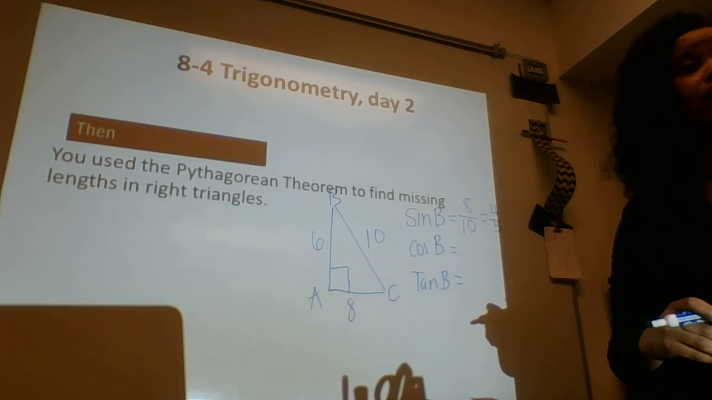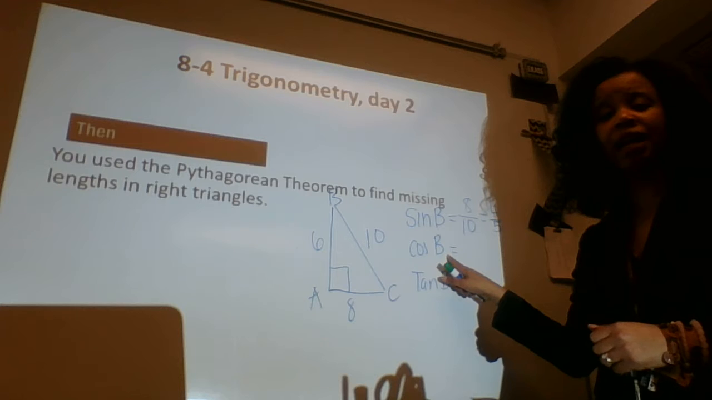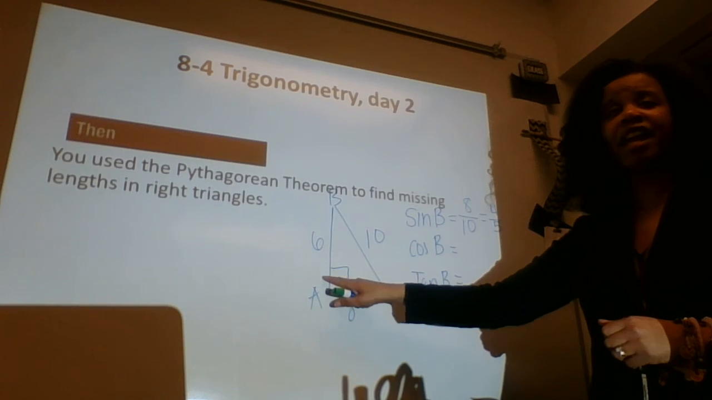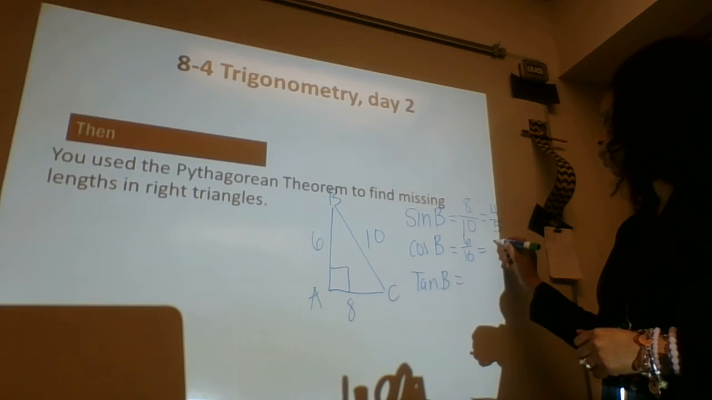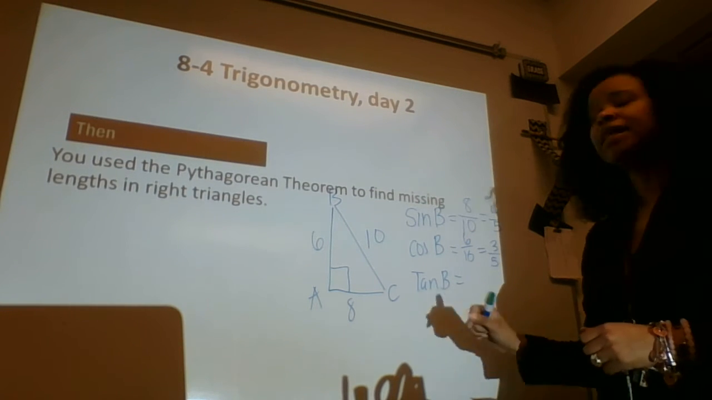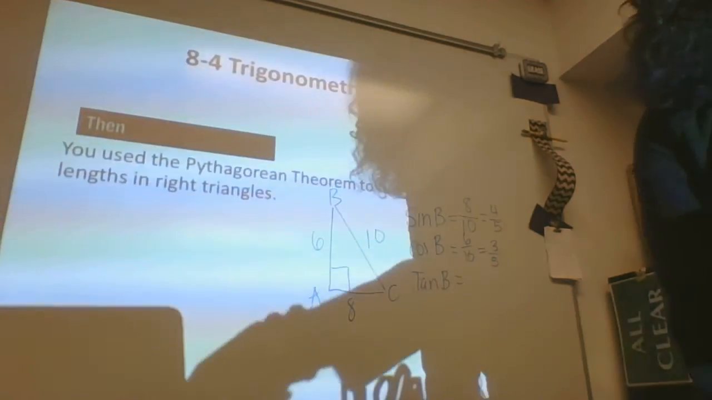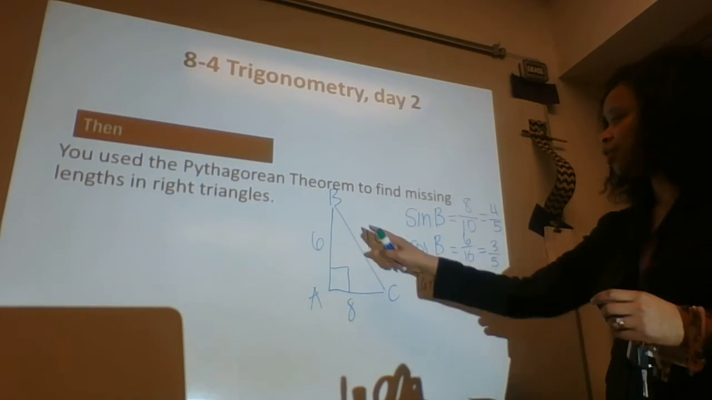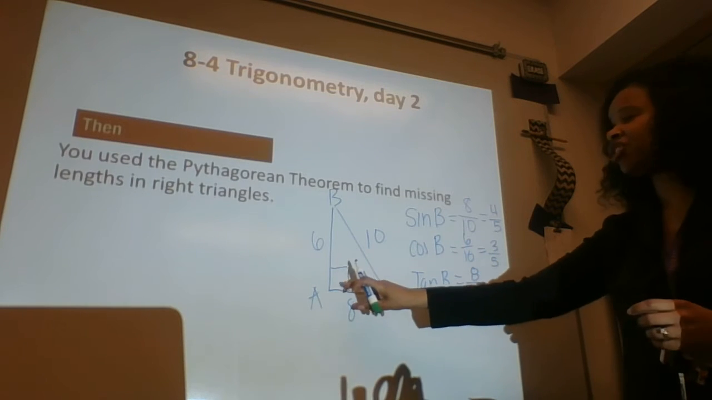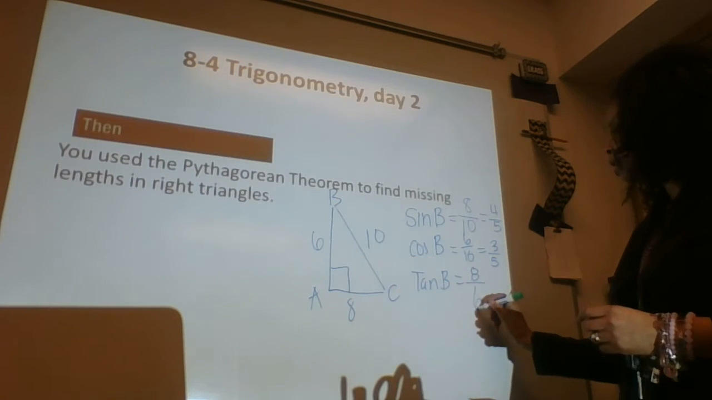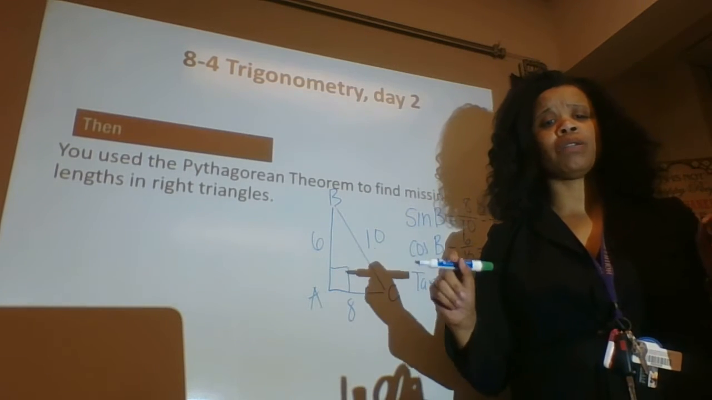Questions on this so far? What about cosine of B? Cosine of B is going to be what? Adjacent over hypotenuse. 6 over 10, which equals 3/5. Excellent. Tangent of B: opposite over adjacent. So what's opposite to B? 8. What's adjacent to B? 6, which is 4/3.